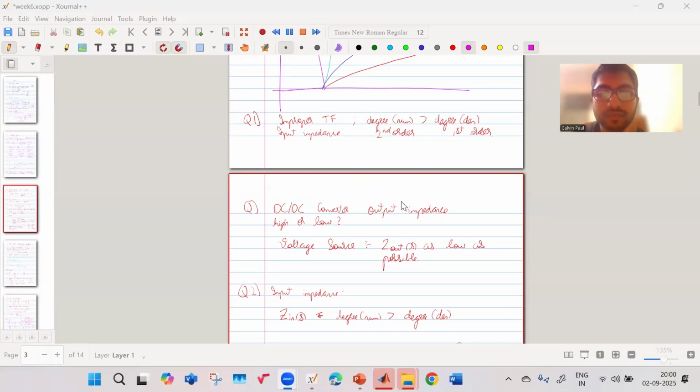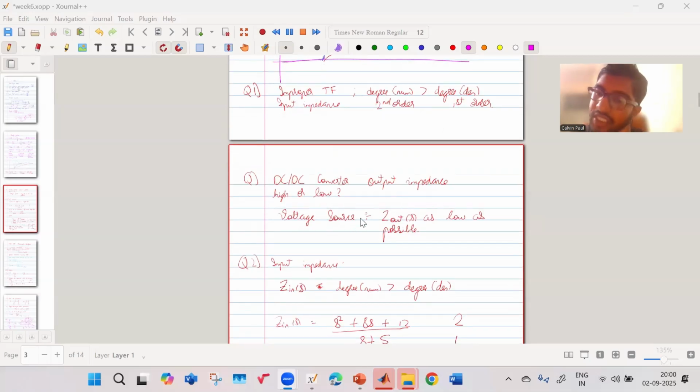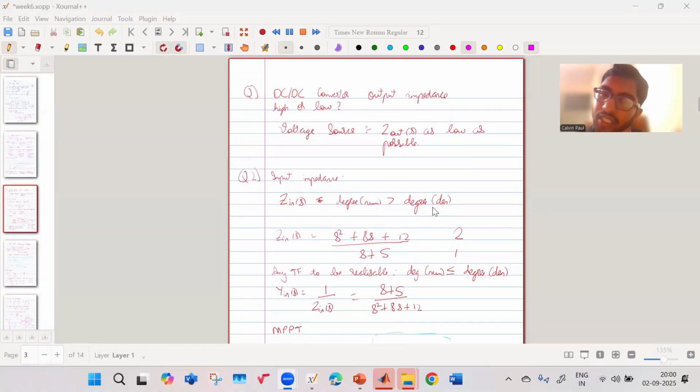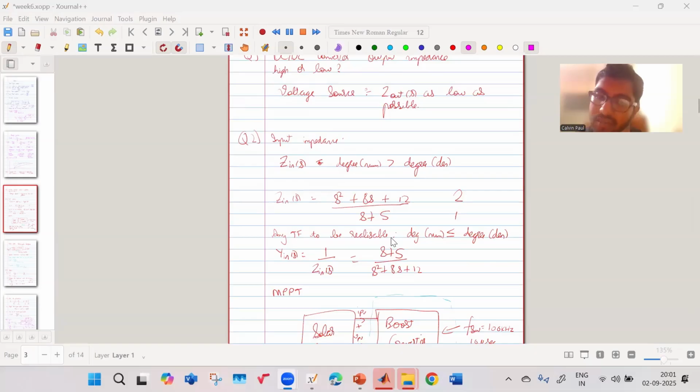For the DC-DC converter, it is actually a voltage source. We use a DC-DC converter to supply voltage. We regulate the voltage of the DC-DC converter, so its output impedance should be as low as possible. That is set out by S. For input impedance, the degree of numerator is greater than the degree of denominator, so it is not physically realizable.